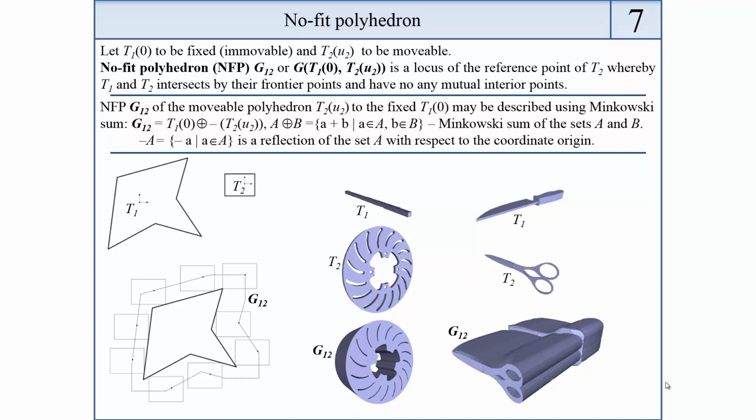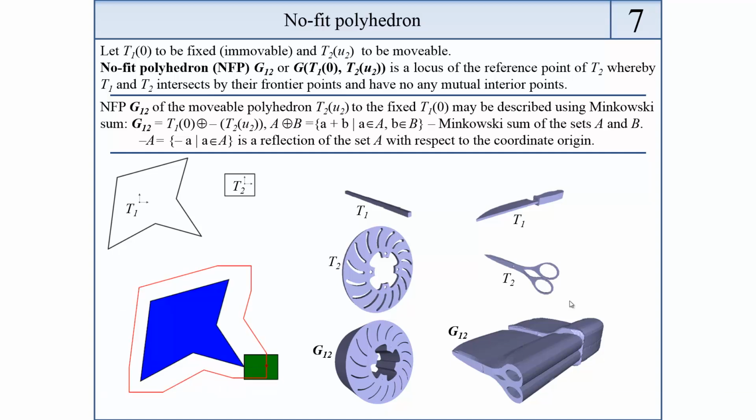The most advanced tool that can help to fulfill non-intersection conditions is a no-fit polyhedron. If we take polyhedron T1 to be fixed and T2 to be movable, then the NFP is a locus of the reference point of polyhedron T2, whereby T1 and T2 intersect by their frontier points and have no mutual interior points.